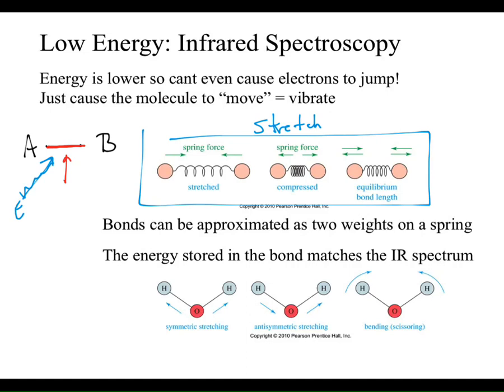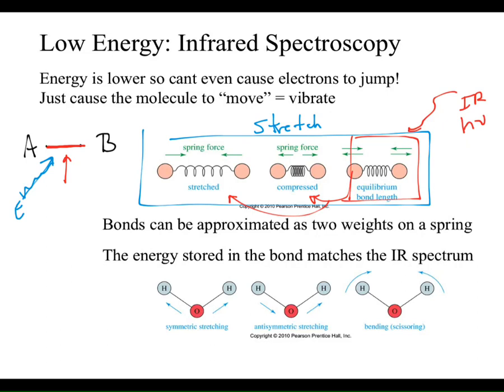So what's happening is we have our molecule in its equilibrium bond length, so it's just steady state. We fire IR light at it. If that IR light happens to match the spring constant for that spring, it's going to cause those atoms to kind of bounce back and forth. It's going to cause either a compression or a stretching, and we're going to oscillate back and forth between those. They're actually inverses of each other.